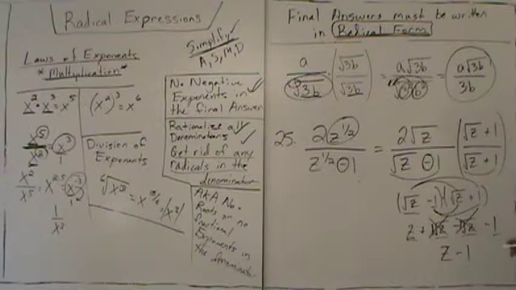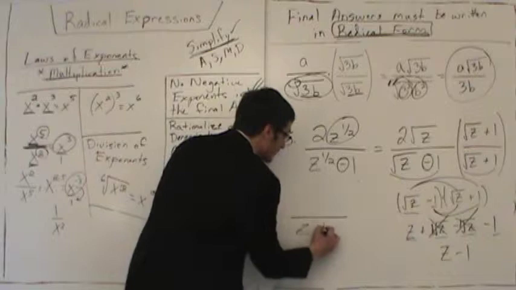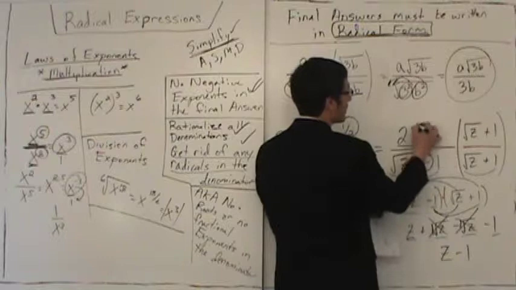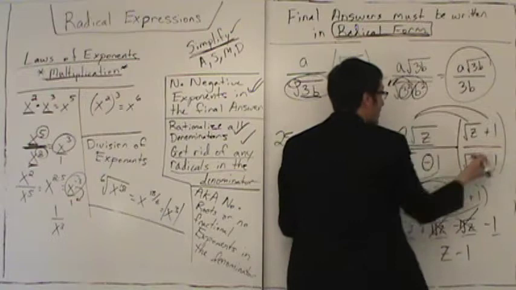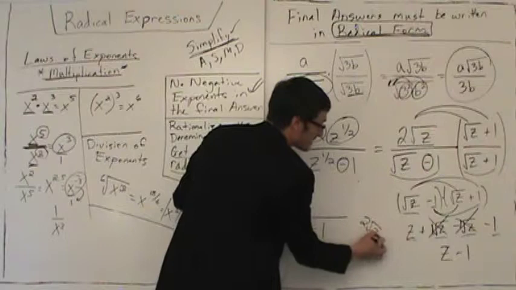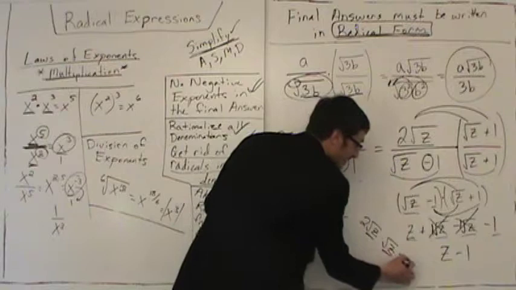Now, we're looking at a denominator of z minus 1. And on top, notice this is no addition. This is a monomial. We're going to multiply monomial times binomial. Remember, when multiplication meets addition, distributive property applies. So we're going to do 2 root z times root z. If we're looking at 2 root z multiplied by root z, remember that root z times root z is just z. So we end up with 2z.